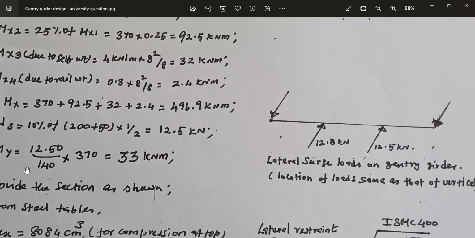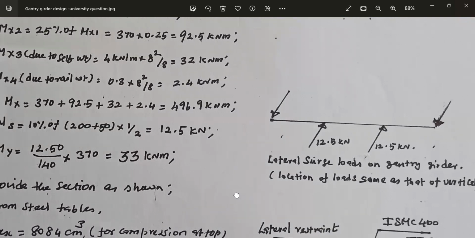Now we have to calculate the bending moment due to surge load by proportion. When the wheel load is 140 kilonewton, the bending moment is 370 kilonewton meter. When the wheel load is 12.5 kilonewton, get it by proportion. 12.5 by 140 into 370 is 33 kilonewton meter. This is due to the lateral loads, which is due to the surge effect. And this lateral bending moment will be calculated by considering the ZYY of the section.